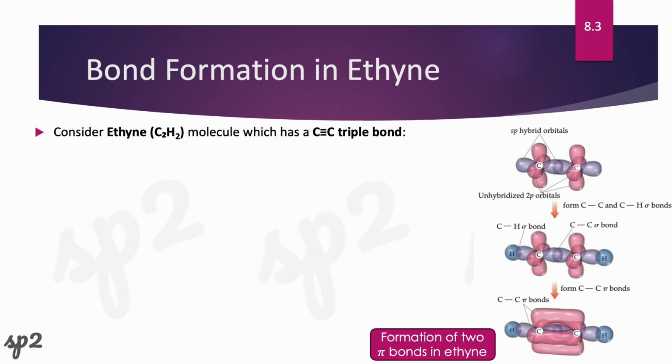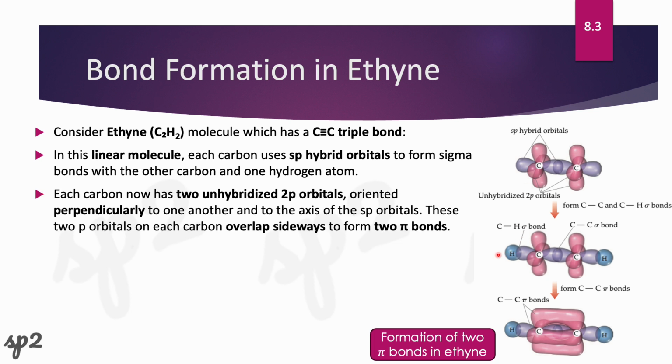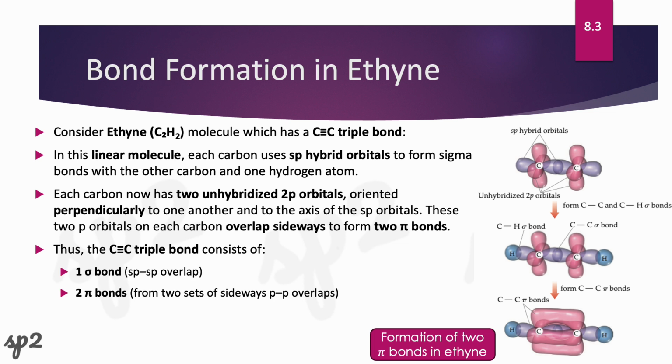Okay, now we're going to be looking at the ethyne molecule, which is C2H2, and this molecule has the CC triple bond. In this linear molecule, each carbon uses sp hybrid orbitals to form sigma bonds with the other carbon as well as the hydrogens, as you can see here. Now, each carbon has two unhybridized 2p orbitals oriented perpendicular to one another, as well as to the axis of the sp orbitals. These 2p orbitals on each carbon are going to overlap sidewise, side by side, to form the two pi bonds. One of them is over here and the other one is over here. So in summary, we have a CC triple bond consisting of one sigma bond and two pi bonds. Okay, excellent.